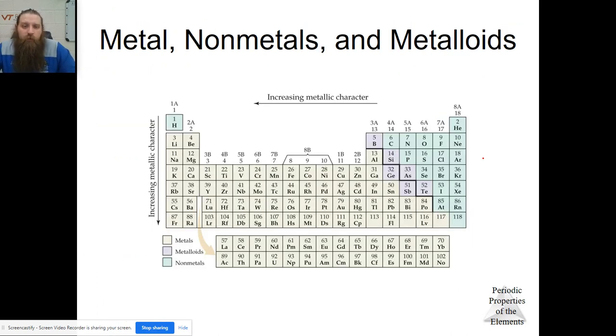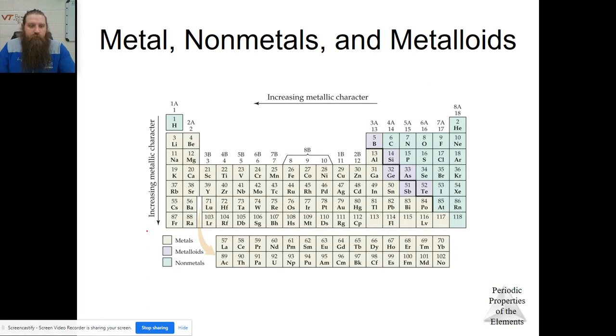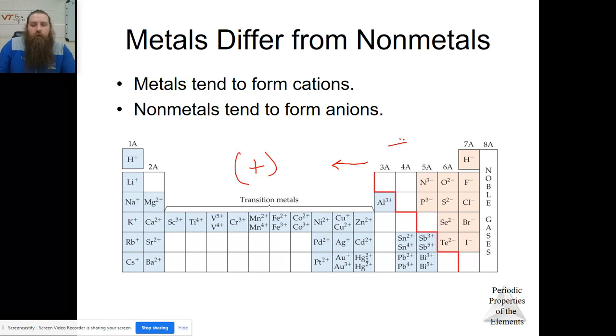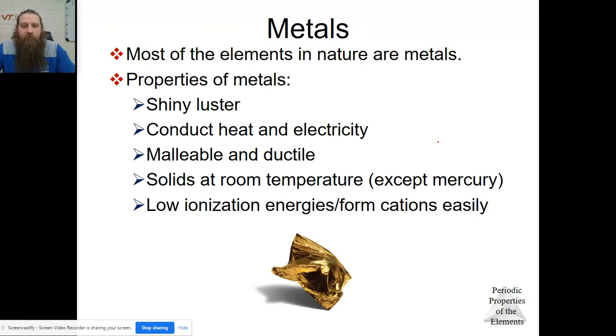Now, when we look at our metals, nonmetals, and metalloids, just to kind of wrap this video up, we know that we have increasing metallic character down and to the left. Francium is the most metallic element. We know that our metals and our nonmetals are different, right? We know our metals are on the left. They have a tendency to form cations. Our nonmetals are on the right. They have a tendency to form anions. Hopefully you remember that from last year. Make sure that you brush up on the properties of metals, right?